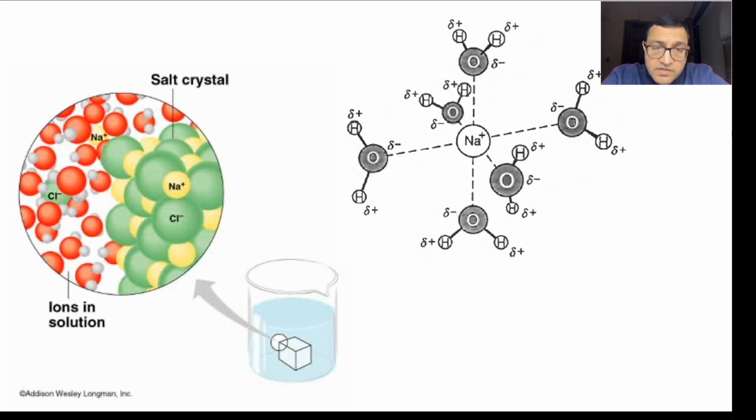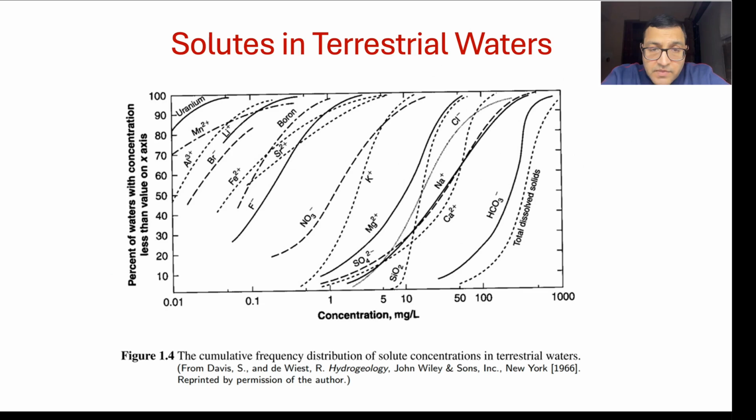And then here's a plot of relative abundances of different ions in terrestrial waters. You can see some of the ones on the right, which are highly soluble in natural waters, like sodium, calcium, magnesium, nitrates, chlorides, and so forth, and sulfates.